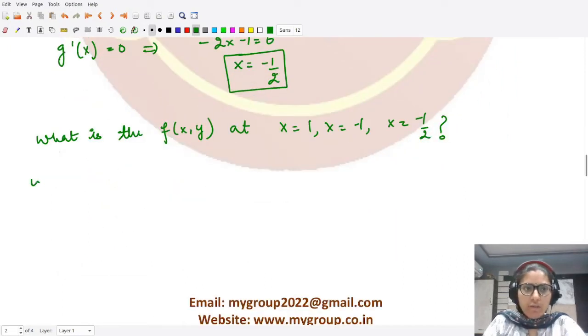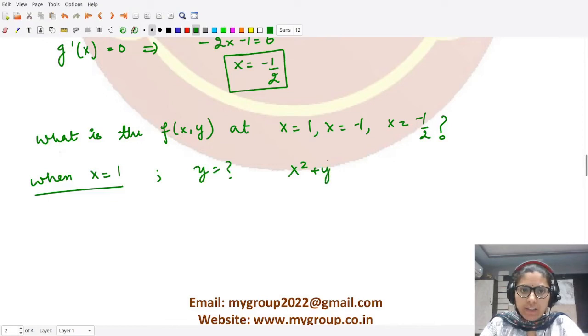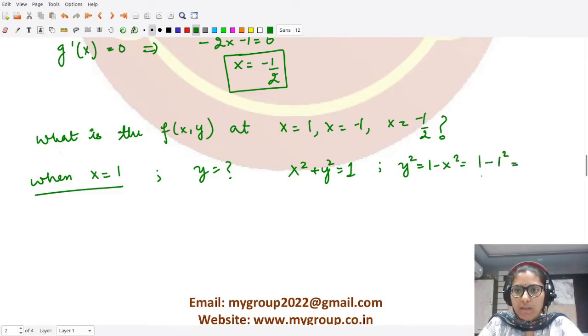So first of all, let me write down: when your x is equal to 1, what is the value of y? We will be calculating this value using this expression, because that is our boundary for the region D. Here we want to calculate y square. Our y square is 1 minus x square. What is the value of x here? That is 1, right? So you have 1 minus 1 square, that is 0 only. So you have y as equal to 0. Therefore your point here is x equal to 1, y equal to 0. So you want to calculate the function's value at this particular point.